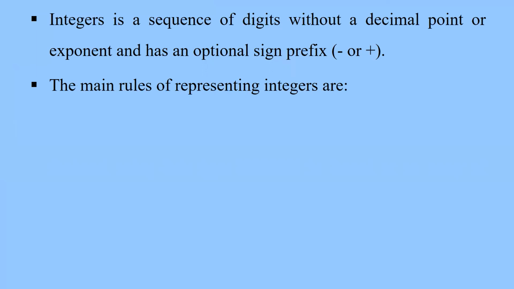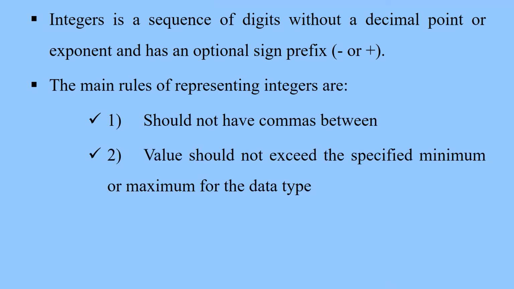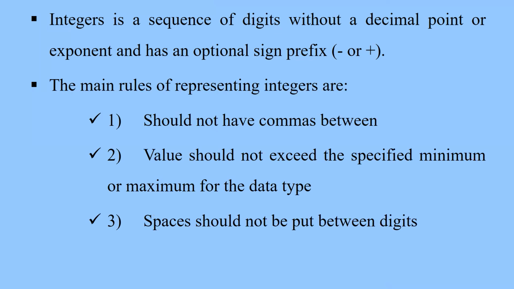The main rules for representing integers are, number one, they should not have commas in between. Number two, the value should not exceed the specified minimum or maximum for that data type. Number three, spaces should not be put between digits.